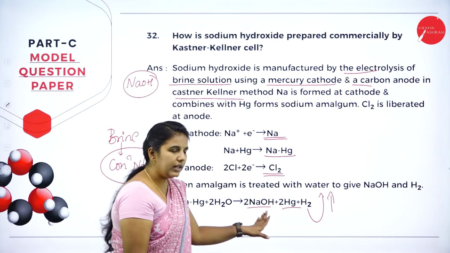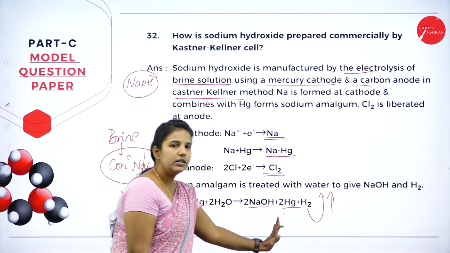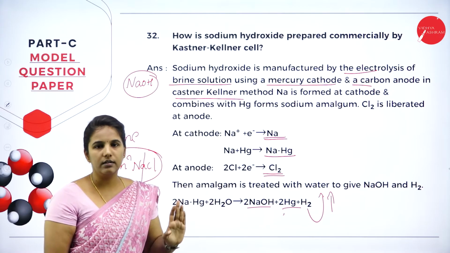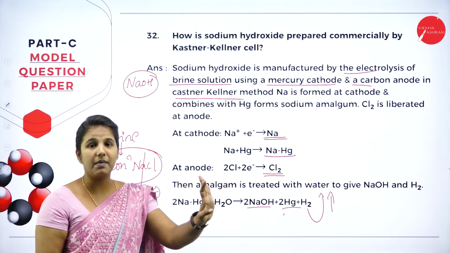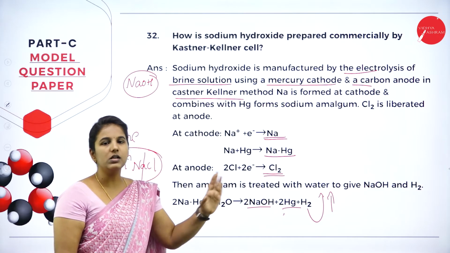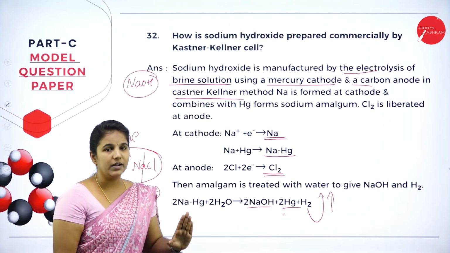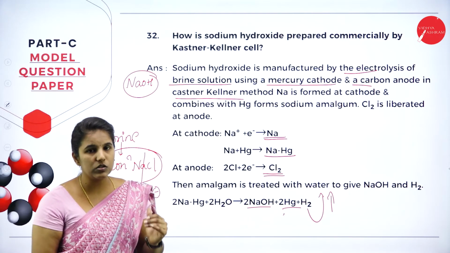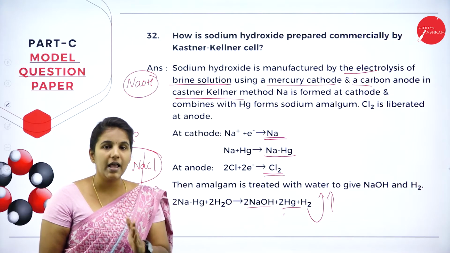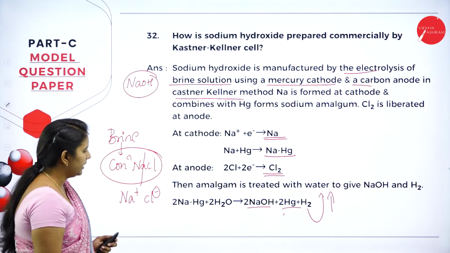Okay. Again, this sodium hydroxide will be collected in one chamber, and the mercury will go back to the reaction. It will be recycled and again reacts with the sodium metal and forms a sodium amalgam. So this is one of the important methods where we prepare sodium hydroxide by using the Castner-Kellner electrolytic cell. Okay. Hope you all understood this method.